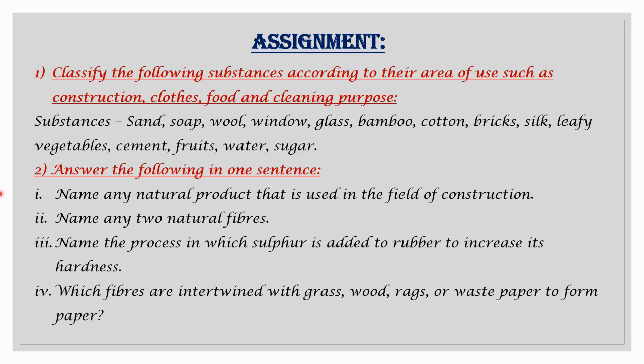And the second question is, you have to answer the following in one sentence. The first question is, name any natural product that is used in the field of construction. The second question, name any two natural fibers. Third question, name the process in which sulfur is added to rubber to increase its hardness. And the fourth question, which fibers are intertwined with grass, wood, rags, or waste paper to form paper?